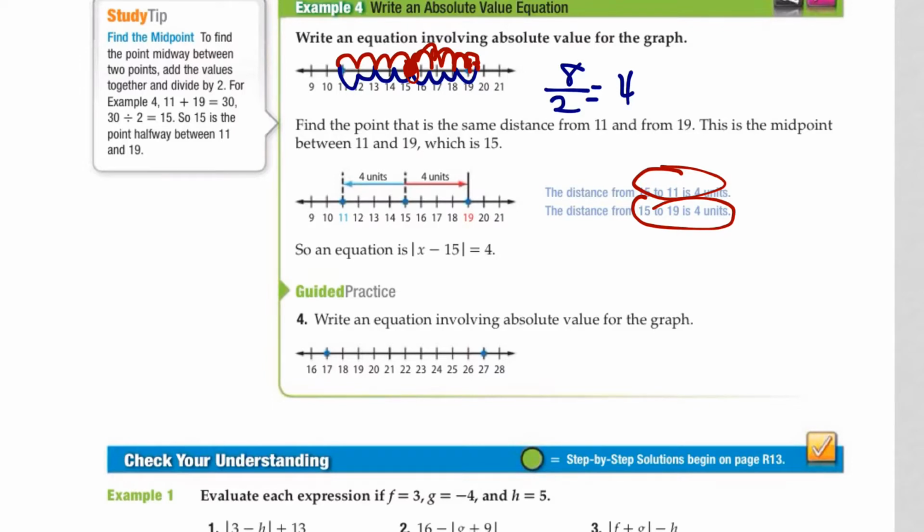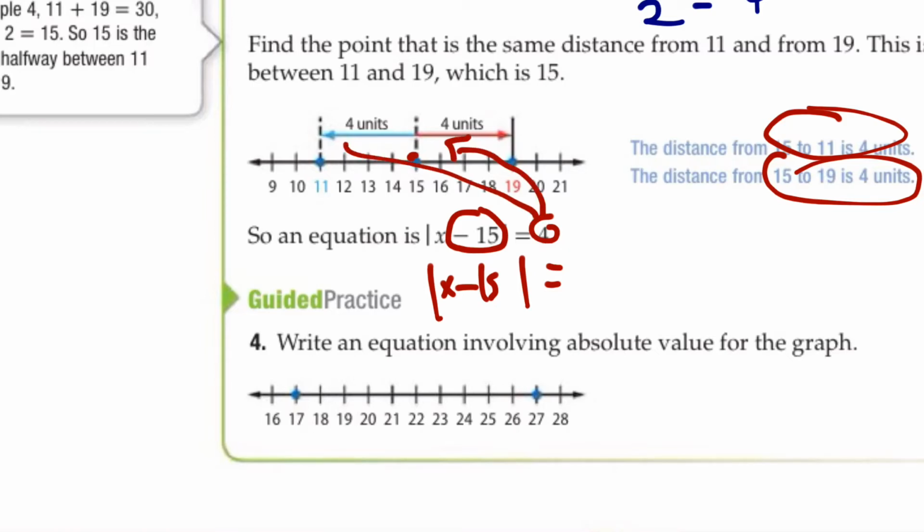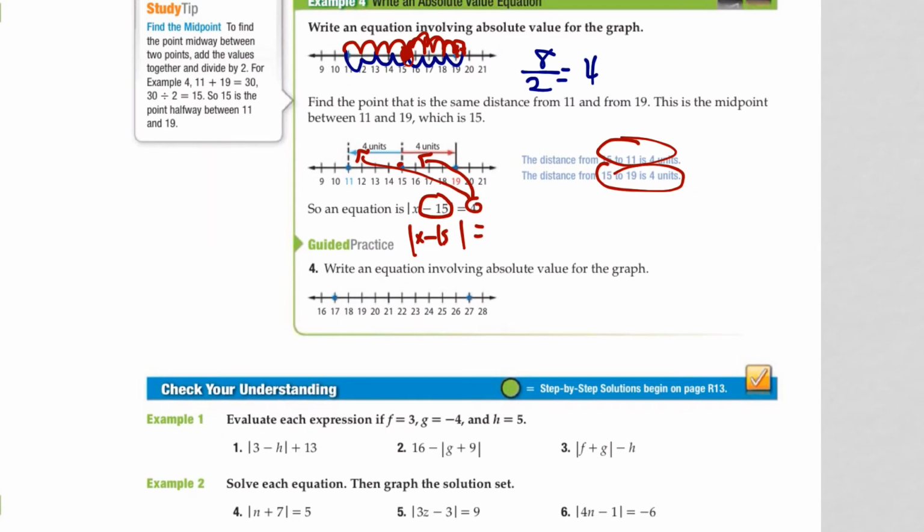So how am I going to write this equation? Notice the way they write it is they use the middle. See that middle right there? See how it's 15? Alright? They put absolute value of x minus 15 equals, notice what they put over here, 4. Why 4? Because 4 units. It's the distance from the middle. Always absolute value of x minus 15, alright, equals 4. We're going to use that.